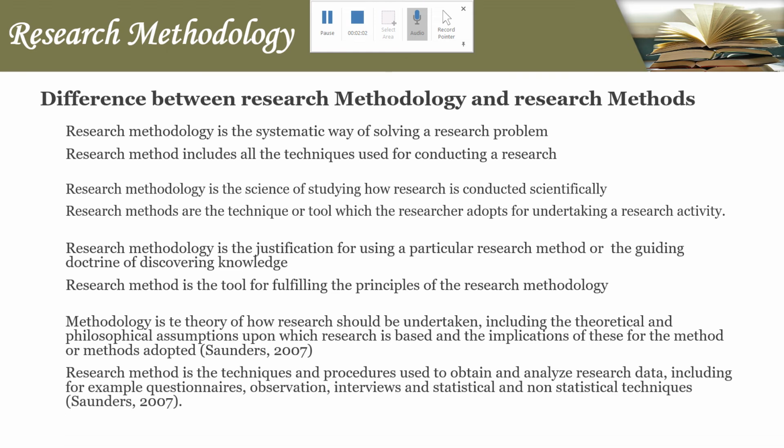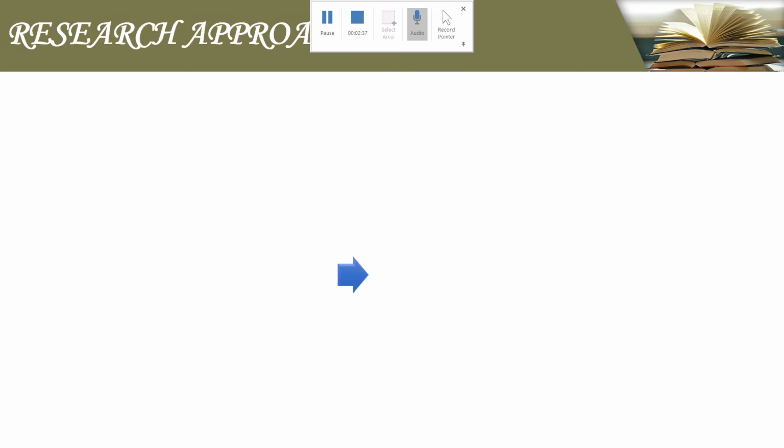Whereas the research method is the techniques and procedures used to obtain and analyze research data, including, for example, questionnaires, observation, interviews, statistical and non-statistical techniques. Basically, when we talk about the research methodology, we are talking about the science or the systematic way of solving a research problem or the societal problem, whereas the research method is the tool or technique employed in undertaking such study.